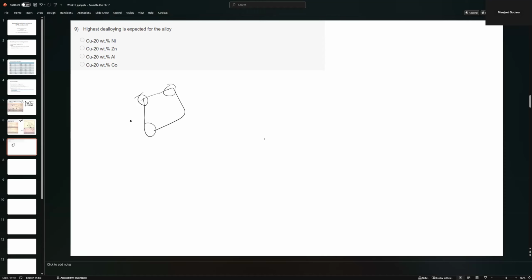The question is supposed to be like that. You're just supposed to compare them. I think that's what the question examiners meant. So aluminum is the most reactive, then you have zinc, then you have cobalt, and then nickel. So you should have the highest de-alloying in the case of aluminum since it is the most reactive.